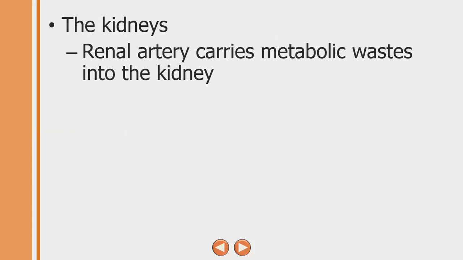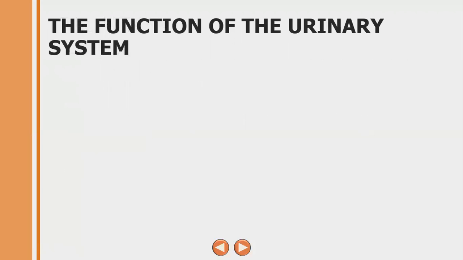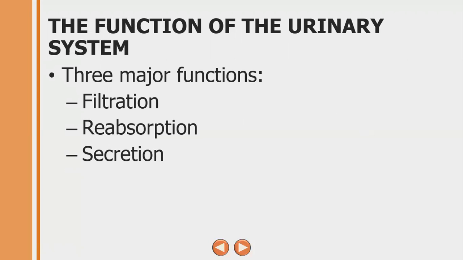For the kidneys, we talked about the difference between the renal artery and the renal veins going in and out of the kidneys. We talked about nephrons, which are the basic units of the kidneys. You have hundreds of thousands of these in your kidneys that filter out waste. There are 3 major functions: filtration, reabsorption, and secretion. That's how it works to filter out waste.